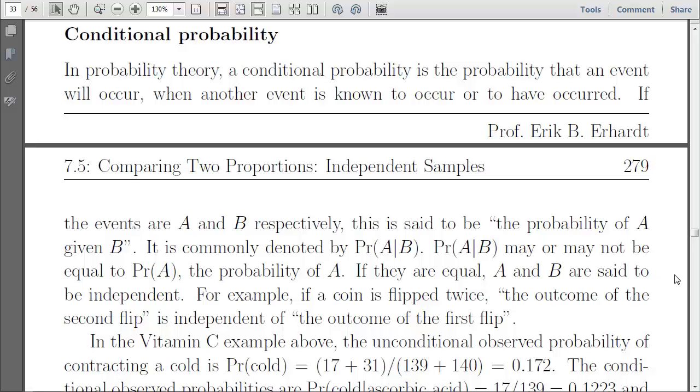In particular, in the previous example, what we were testing is the probability of getting a cold, that's event A, conditional on whether you took vitamin C or a placebo? That's event B. And in the previous example, we concluded that, in fact, these probabilities were different. So the treatment, conditional on B, affected the primary outcome of getting a cold.